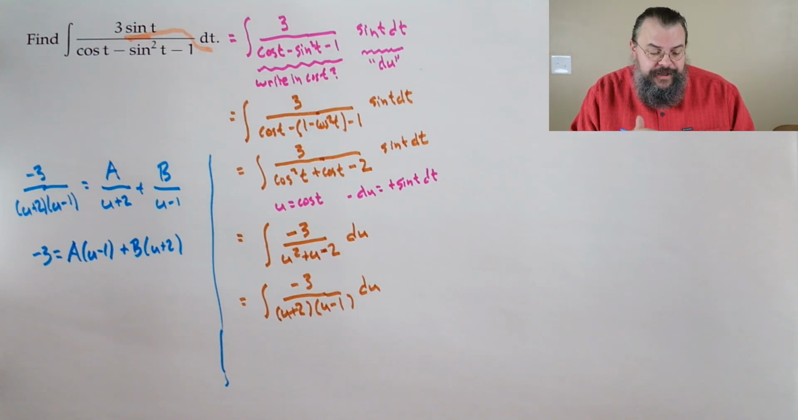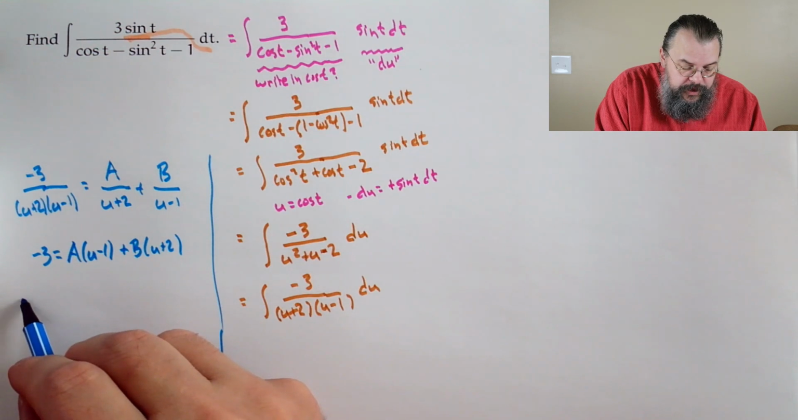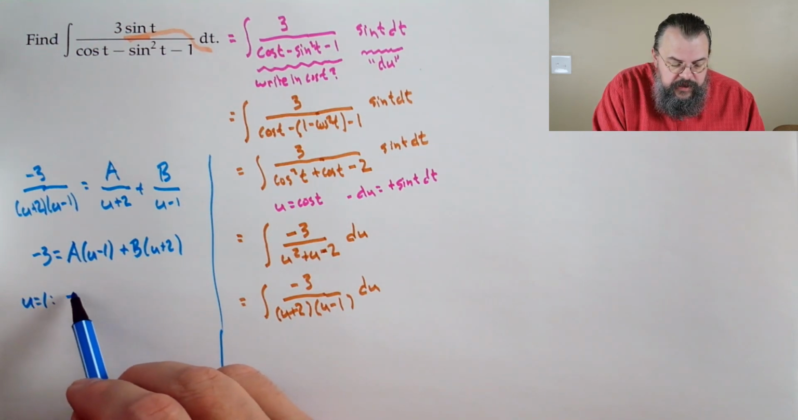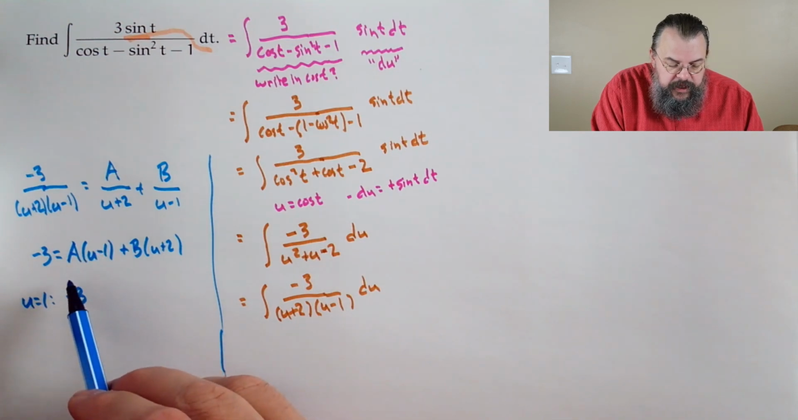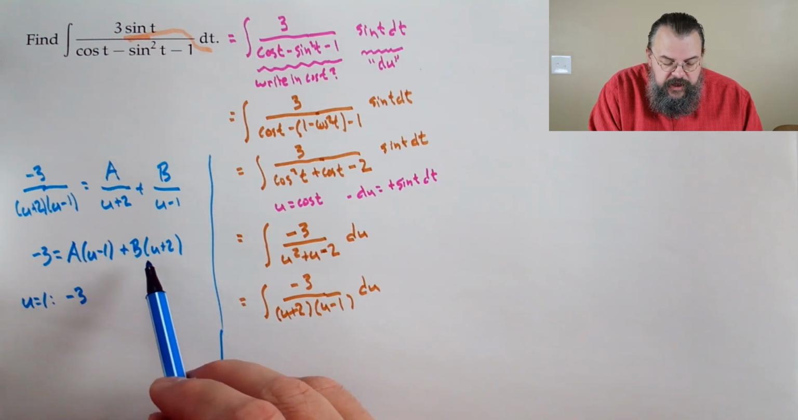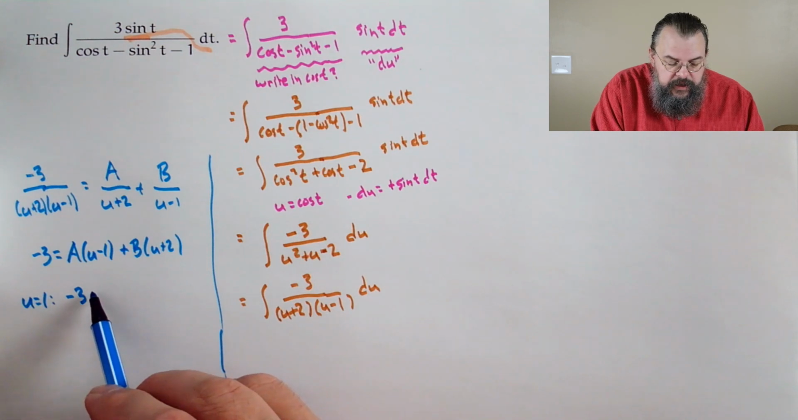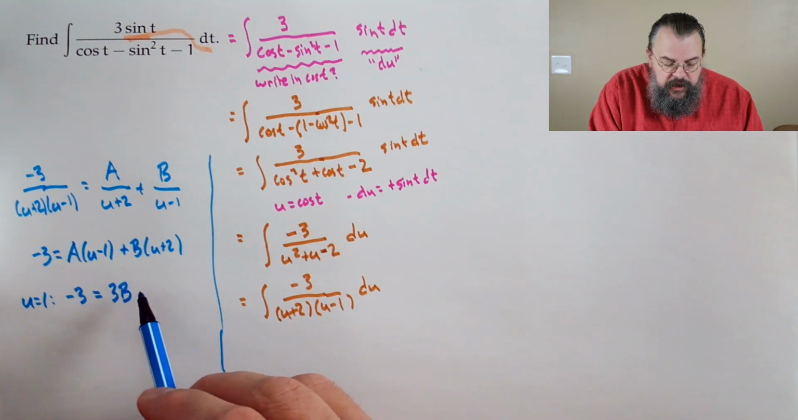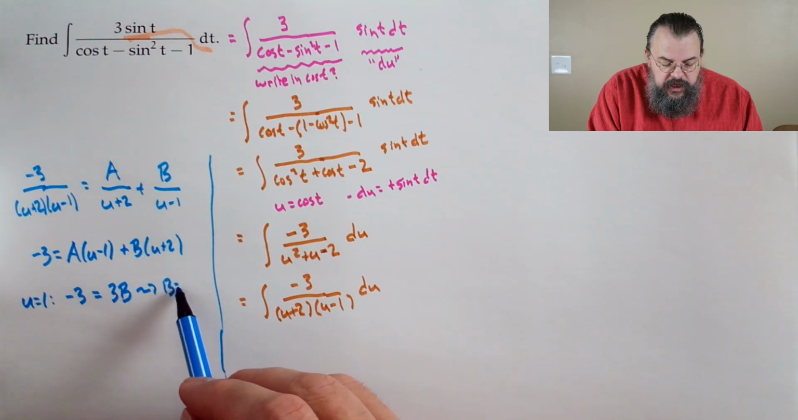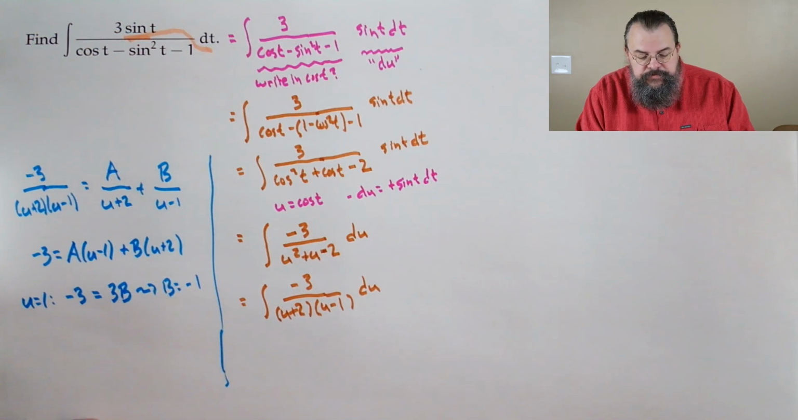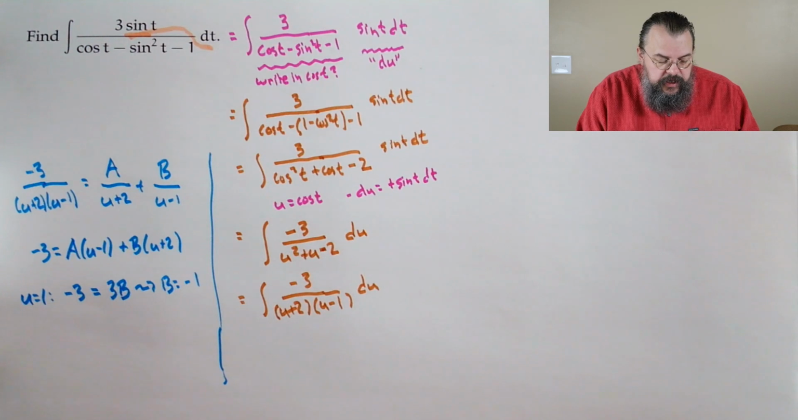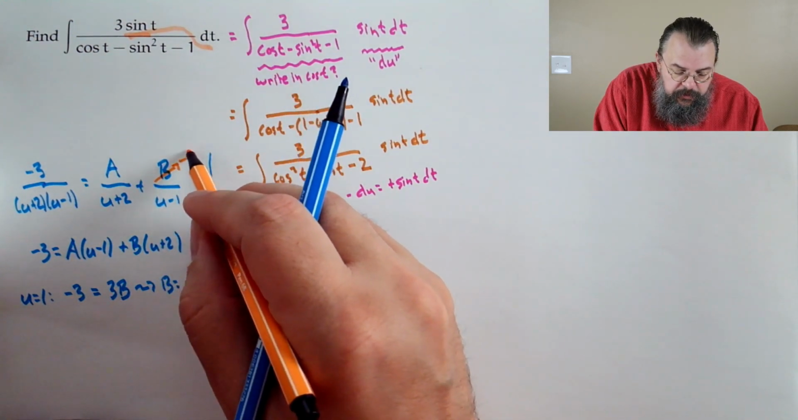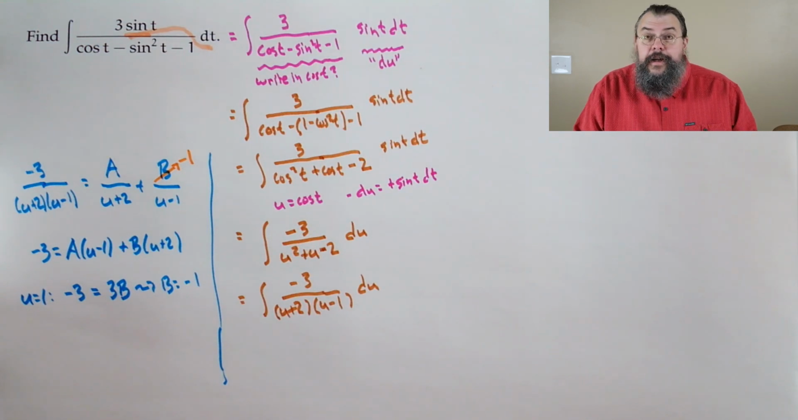Let's do it. So what are some good choices for u? 1 looks pretty good. So pick u equals 1. What do we get? Negative 3, and that term goes away, and we get B times 3. So negative 3 equals 3B, so B equals minus 1. So this here is minus 1.